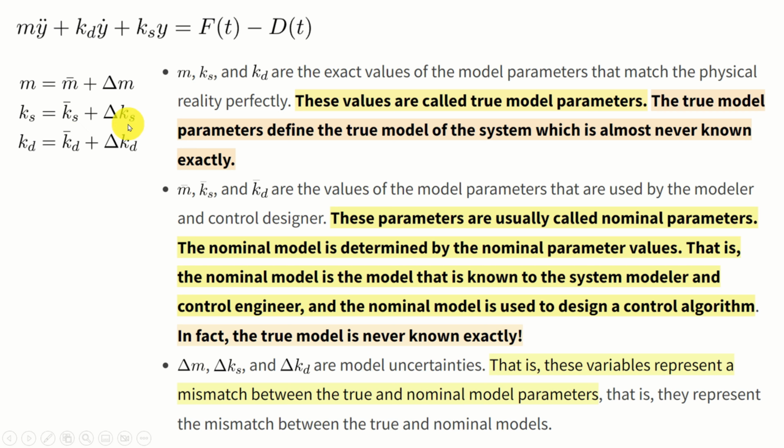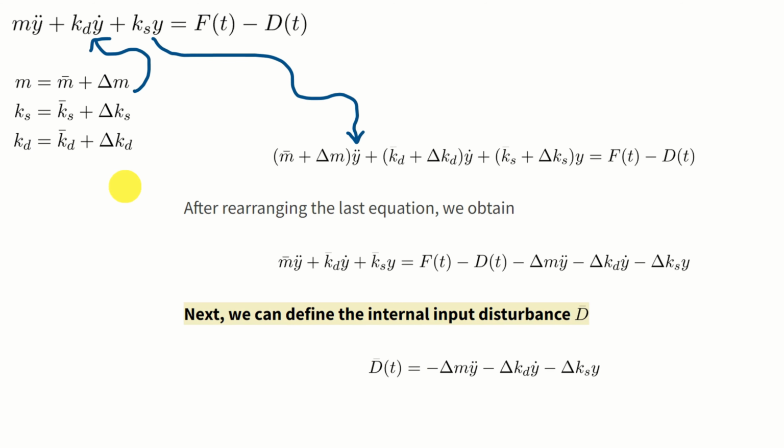Delta M, delta Ks, and delta Kd are model uncertainties. That is, these variables represent a mismatch between the true and nominal model parameters. That is, they represent the mismatch between the true and nominal models. Now, if we substitute the expression for M, Ks, and Kd given over here in our true model, we will obtain this equation over here. For example, instead of M, we can write M bar plus delta M, and everything stays the same on the right hand side. After rearranging the last equation, we obtained this equation over here.